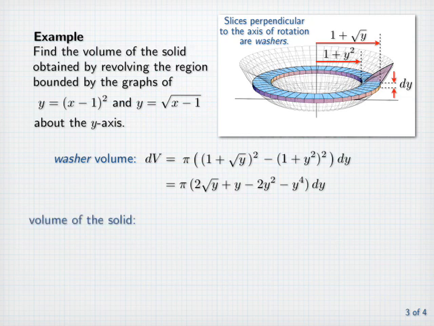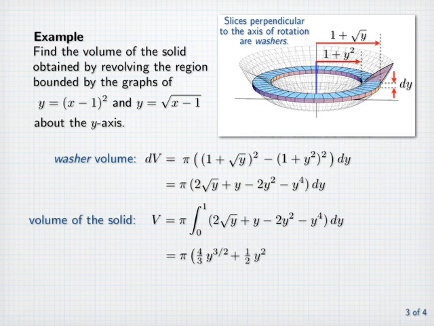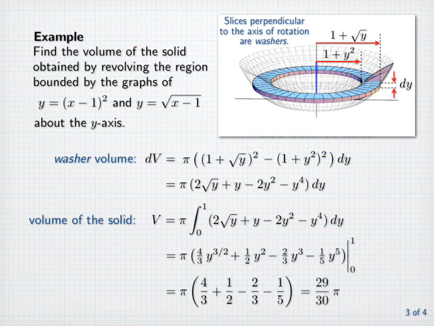Now, the volume of the solid is the integral from 0 to 1 of dV. So we antidifferentiate, obtaining pi times 4/3 y to the 3/2 power plus 1/2 y squared minus 2/3 y cubed minus 1/5 y to the fifth, and we evaluate from 0 to 1. The value at 1 is just pi times the sum of the coefficients here, and the value at 0 is 0. We have a common denominator of 30 here, and when we do the arithmetic, we end up with 29 over 30 times pi.